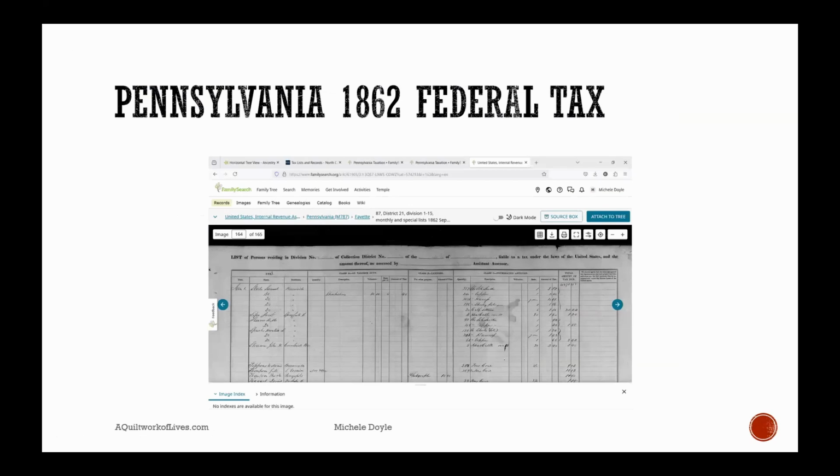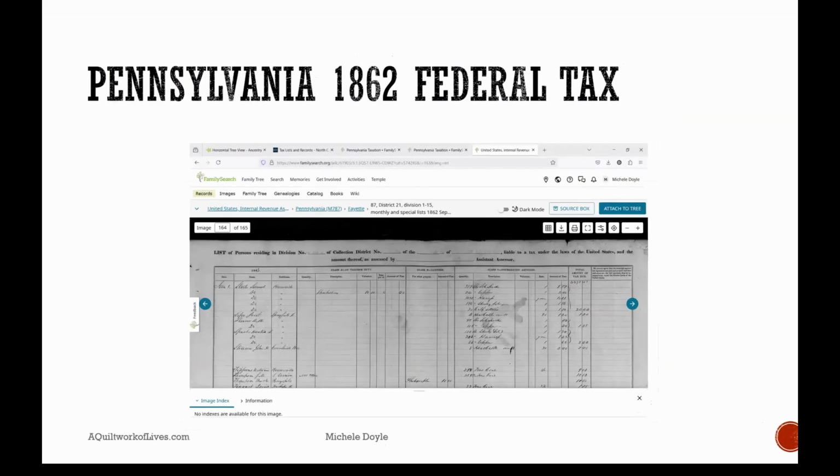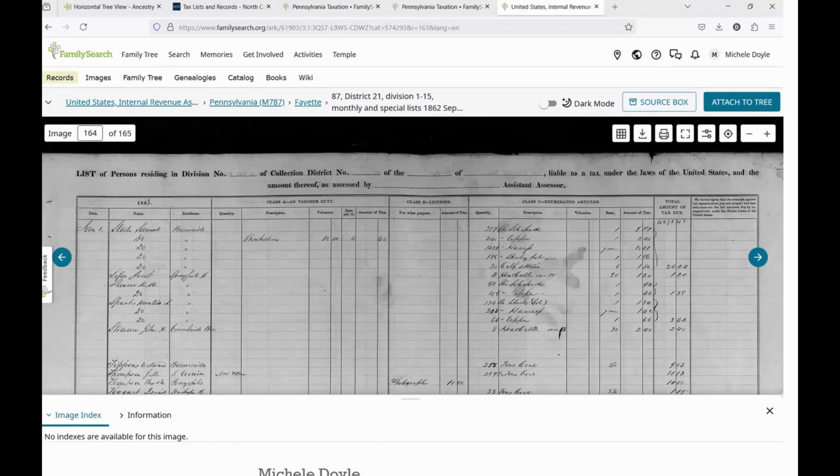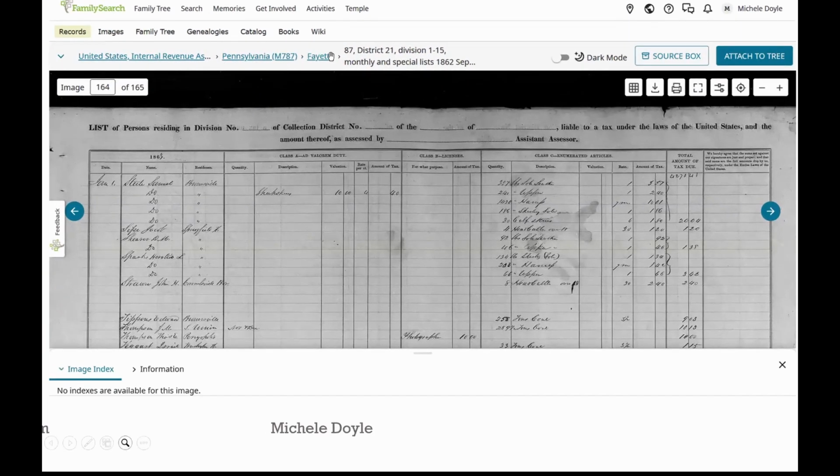All right. So that 1862, the Civil War tax that was placed in order to help pay for the war. This is another FamilySearch record. Here, you need to pay attention to districts.